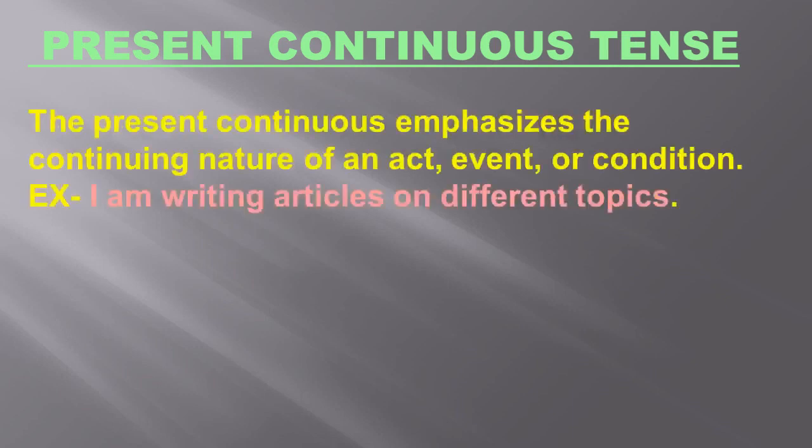The present continuous emphasizes the continuing nature, as the name itself suggests, continuous, that represents what? The continuing nature of an act, event or condition. For example, I am writing articles on different topics. That means the action or the event is in continuation, still going on when the subject is speaking.